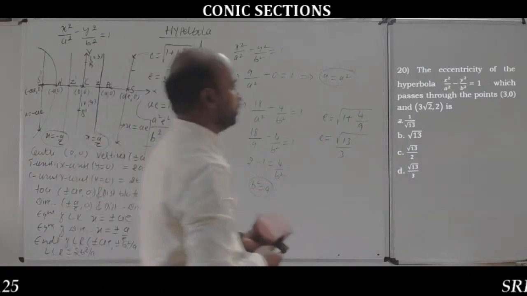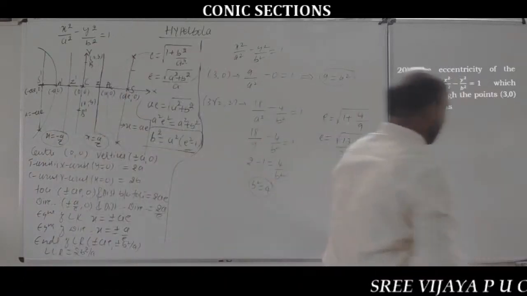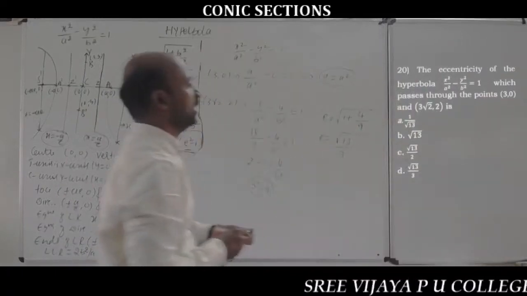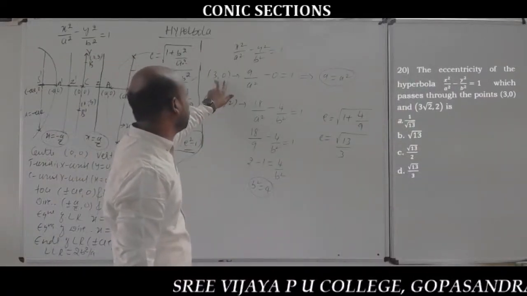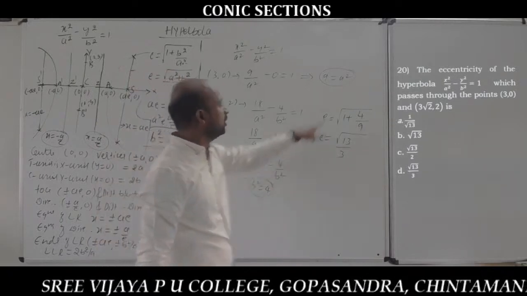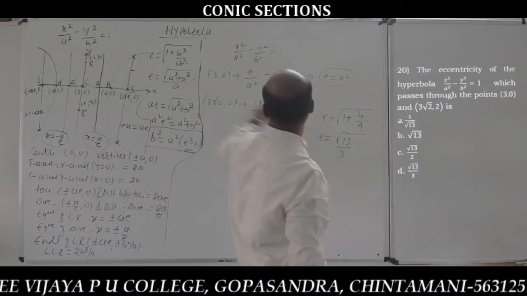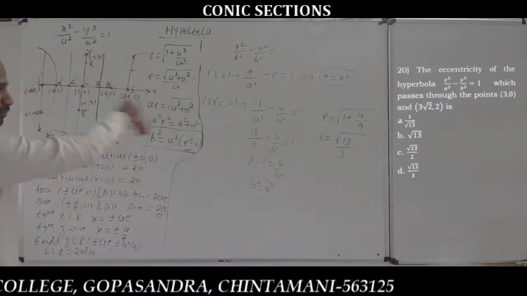It is in standard form, and it says passing through 2 points, that is (3, 0) and (3 root 2, 2). Take x value 3, y value 0. Then take x value 3 root 2, y value 2. So b square is 4, a square is 9, eccentricity E is root of 1 plus b square by a square.